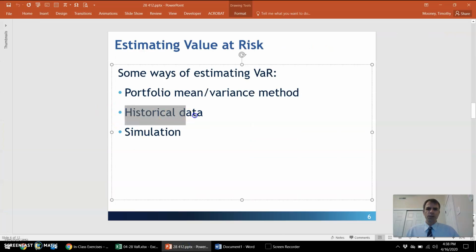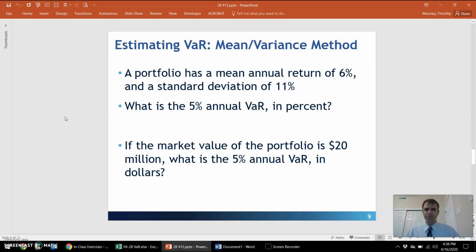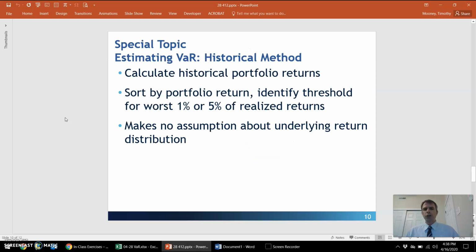So I like this historical data method because it doesn't assume that returns follow a normal distribution. Really what you do is compute a portfolio's historical returns and then just find, for example, the 5th percentile of those historical returns, right? Rather than assuming some normal distribution where 5% of the time we're more than 1.64 standard deviations below the mean, here we just sort the portfolio returns and find a given percentile. Let's see how that works in the spreadsheet.